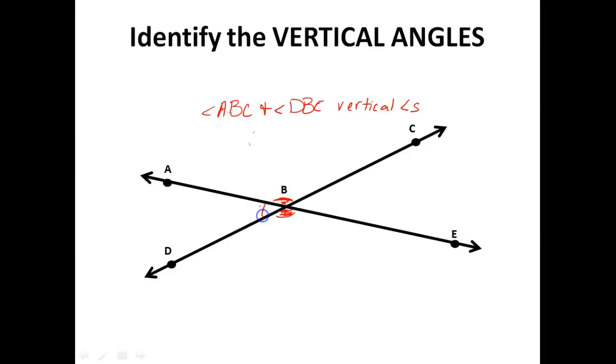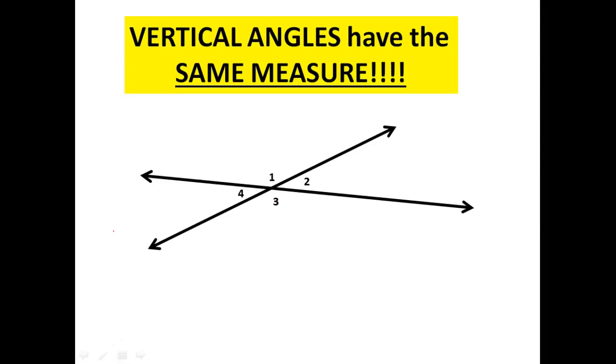And I also know that angle ABD and angle CBE are also vertical angles. That's all you need to do right now, is be able to identify vertical angles. They're just across from one another. That's the best way to explain it. They're formed by intersecting lines and they're right across from each other. They're not next to each other, but across opposite sides.